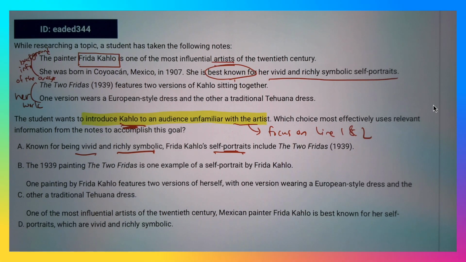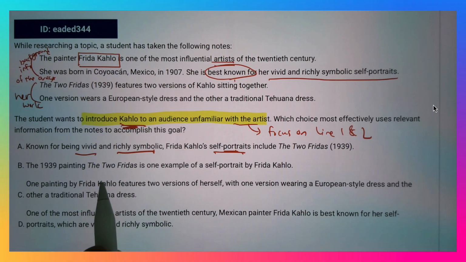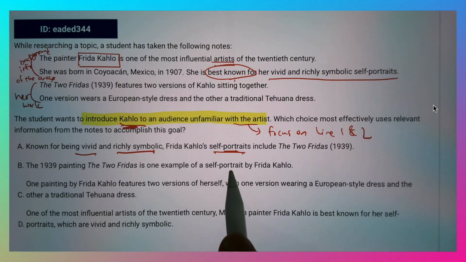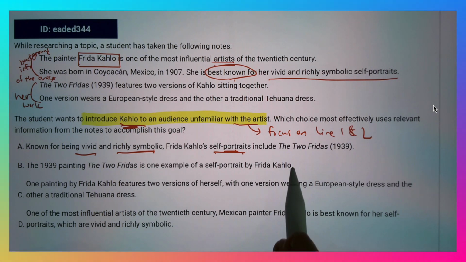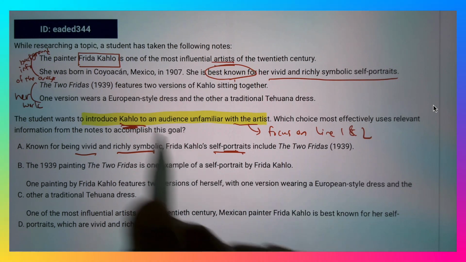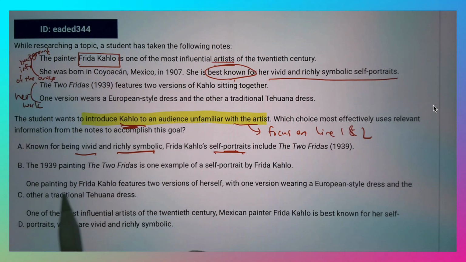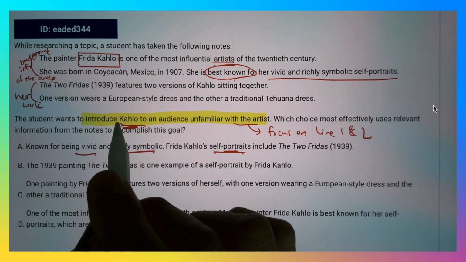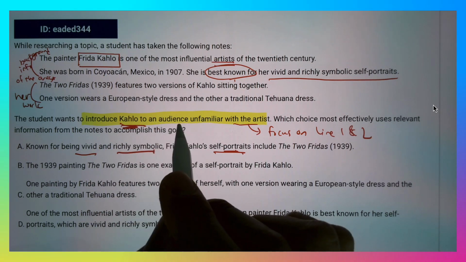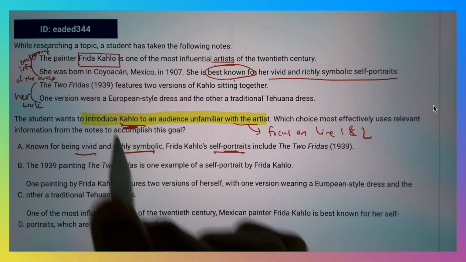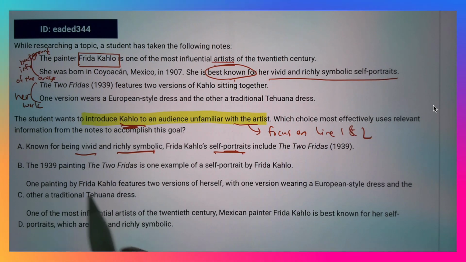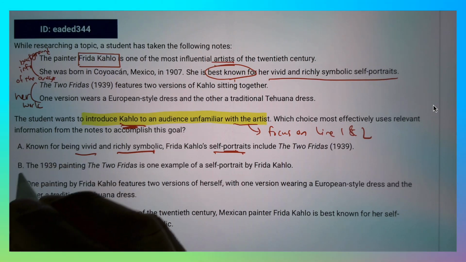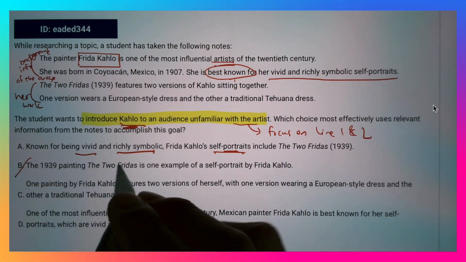Okay. Choice B: The 1939 painting The Two Fridas is one example of a self-portrait by Frida Kahlo. Remember, we want to avoid her specific work if we want to know Kahlo as a person, because we want to introduce Kahlo to an audience unfamiliar with her. So let's not delve into too specific work.